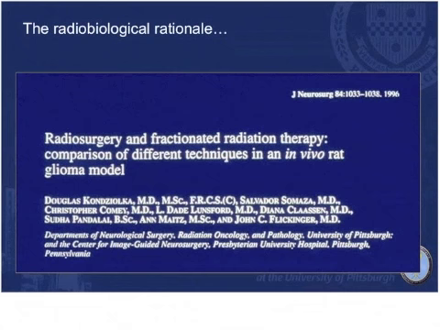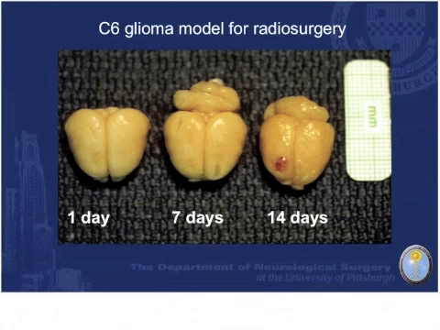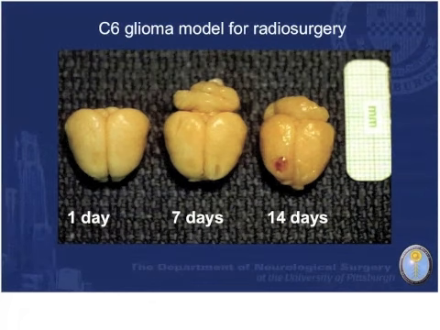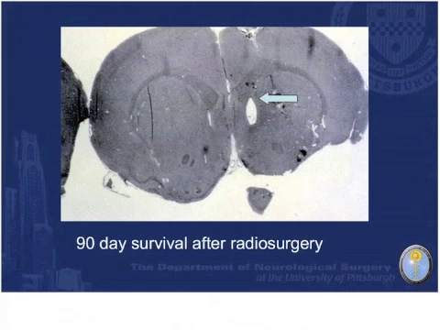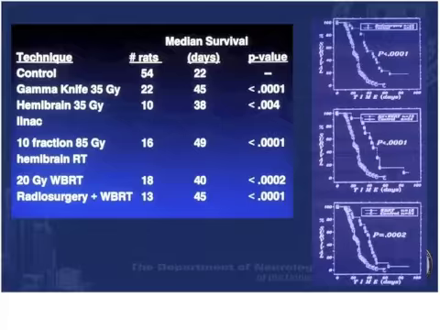We did some work in my lab back in the 90s looking at animal models, rat malignant glioma models, of adding radiosurgery to radiotherapy. We implanted rats with malignant gliomas and let them grow for a couple of weeks, targeted them with the gamma knife, which could be done well. You can see an untreated tumor here, leading to a mass lesion and death of the animal at 22 days. Here is 90 days later after radiosurgery.